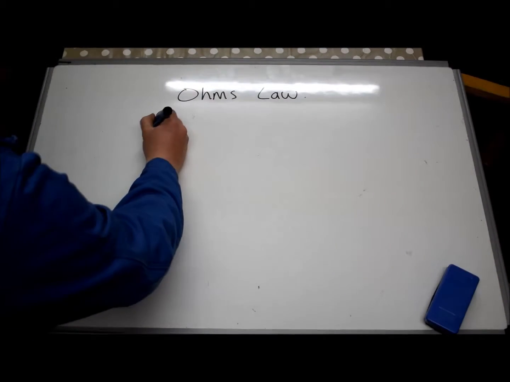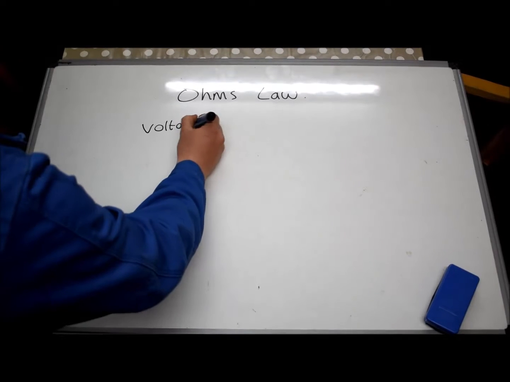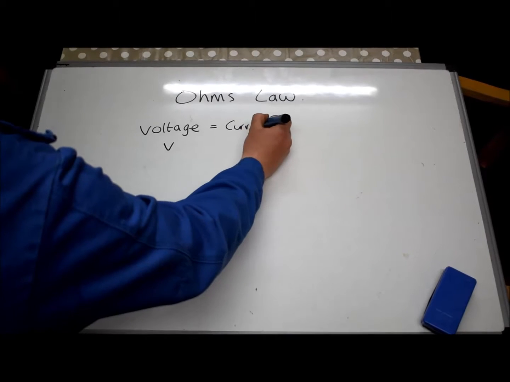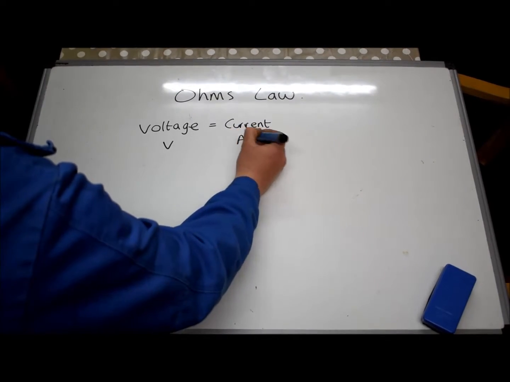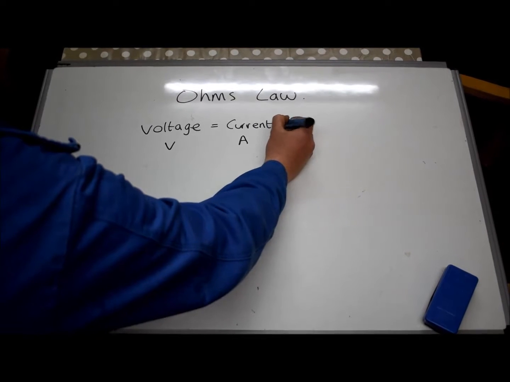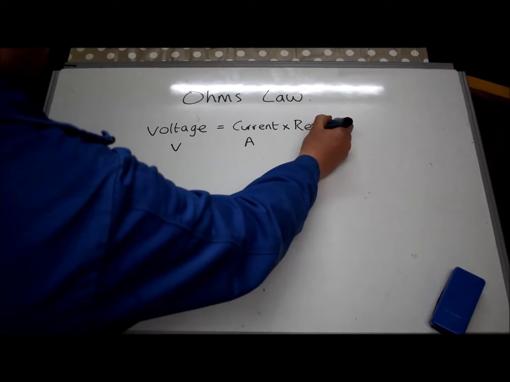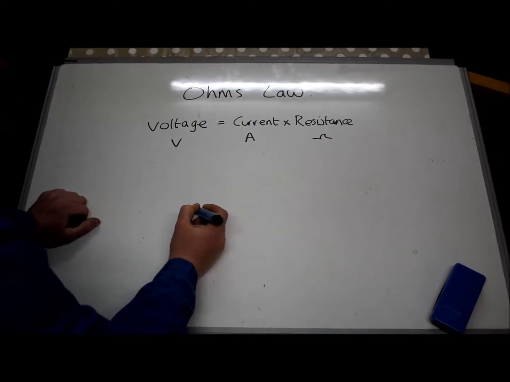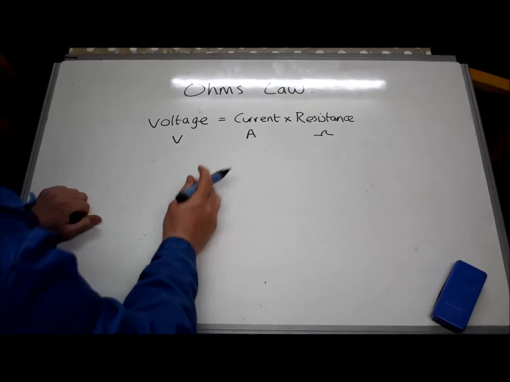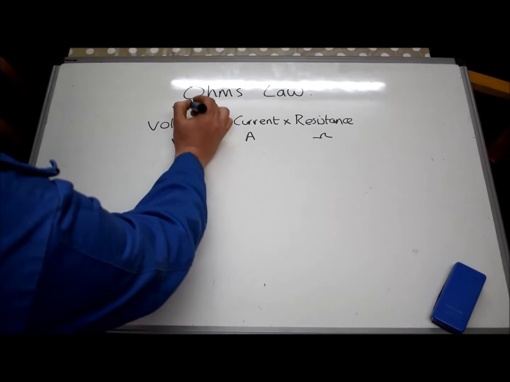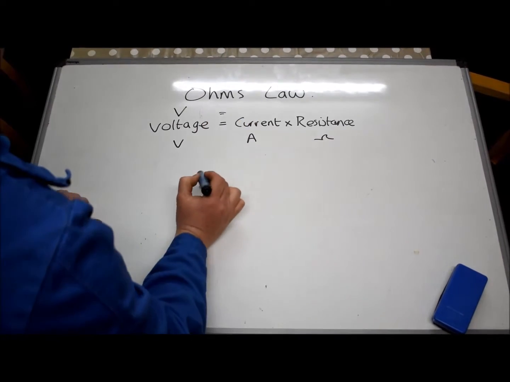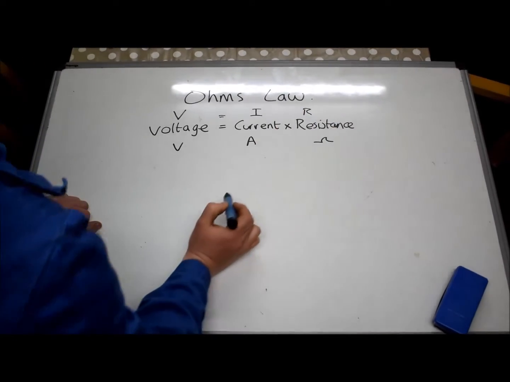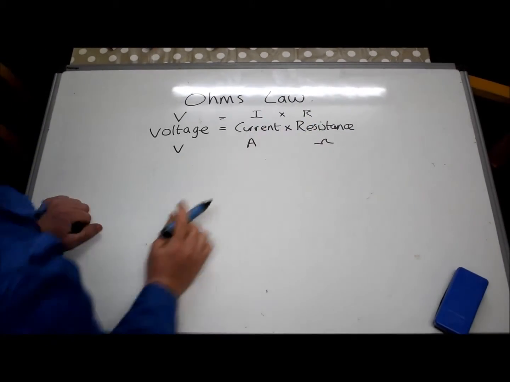That states that voltage, measured in volts, is equal to current, measured in amps, multiplied by resistance, measured in ohms. So when we're using these in these types of problems, voltage is represented by capital V, which is equal to current, capital I, multiplied by resistance R. So you're left with V equals I times R.